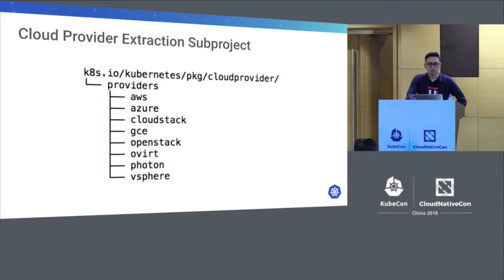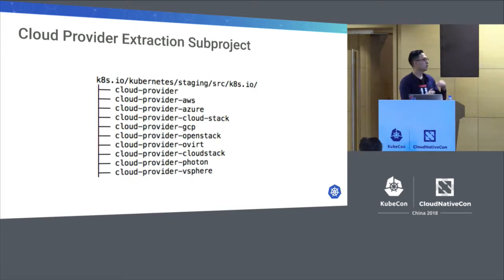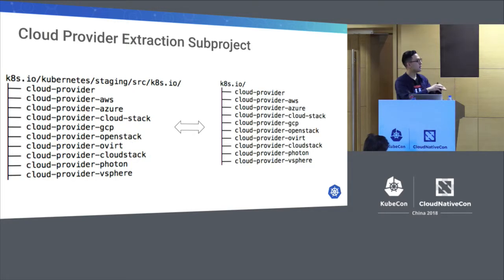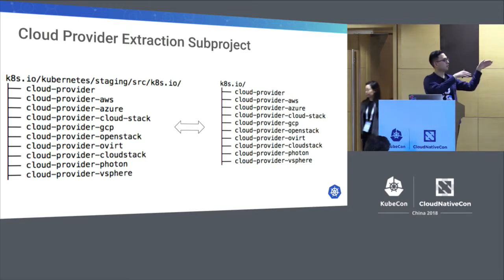To dig deeper into what this subproject is doing, it's essentially taking those providers that I just mentioned that are in tree. So they live in k/io/kubernetes/package/cloud provider/providers. What we're trying to do is to first move them into the Kubernetes staging directory. What this allows us to do is have an automatic publish system that publishes everything we have in the staging directory to the actual out-of-tree providers.